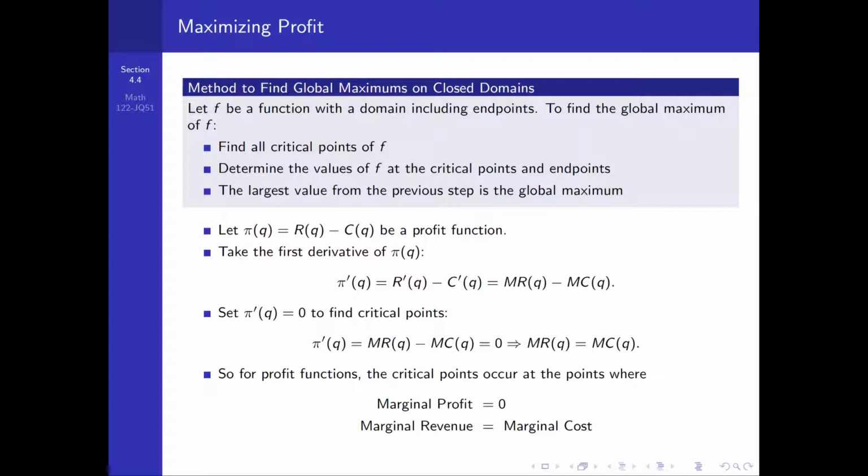When we're looking at profit functions, the critical points occur precisely at the points where marginal profit is equal to 0. So this is the classic definition of a critical point that we gave in the last section. And for profit functions, this happens to be the same points where marginal revenue is equal to marginal cost.